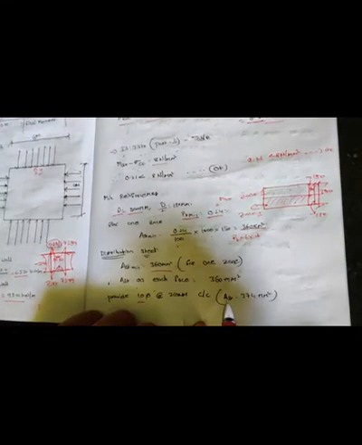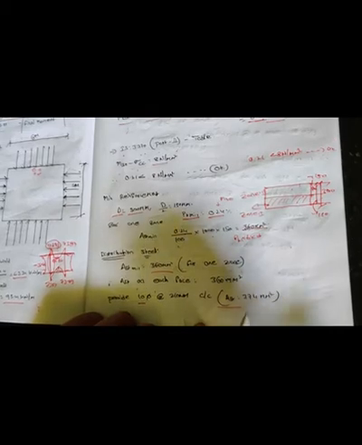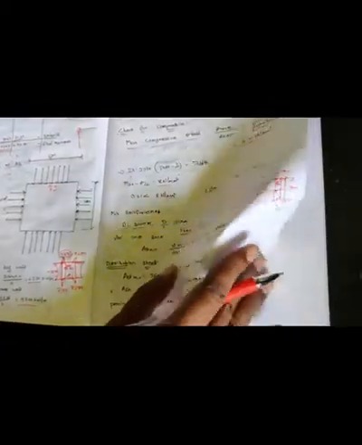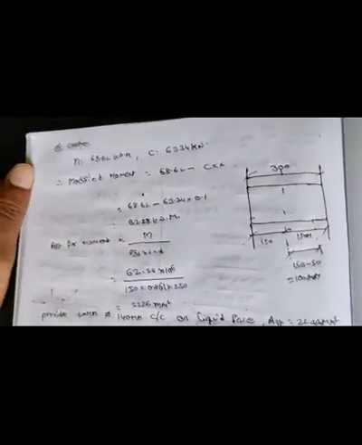If I am calculating AST provided, what is the formula? Pi by 4 d square divided by spacing into 1000. By calculating this value I am getting 374 mm square, hence it is okay. Now we have found for support.